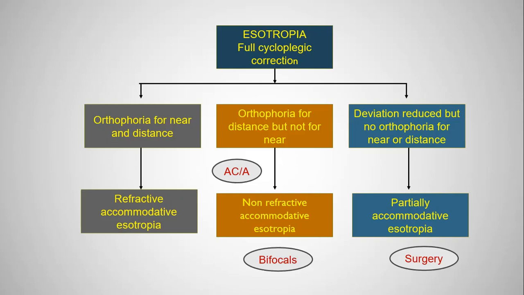So here is the flowchart. In esotropia, give full cycloplegic correction. If orthophoria is achieved for both near and distance, that is refractive accommodative esotropia. If orthophoria for distance but not for near, the AC/A ratio will be high; that is non-refractive accommodative esotropia, and you use bifocals. Next, if deviation is reduced but there is no orthophoria at both distance and near, that is partially accommodative esotropia. For the non-accommodative part, we have to do surgery, and for the accommodative part, we give glasses.